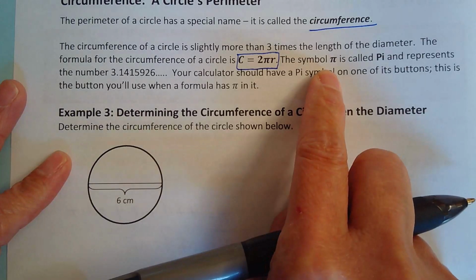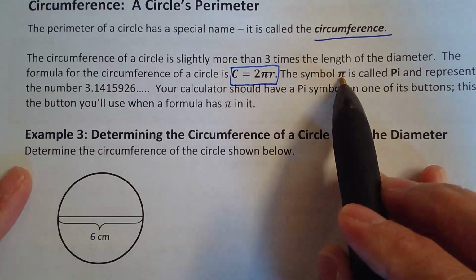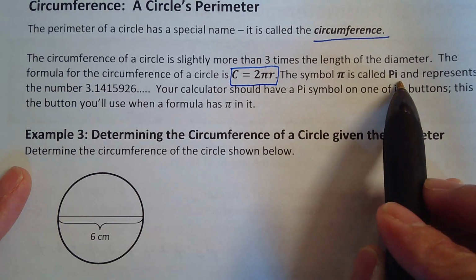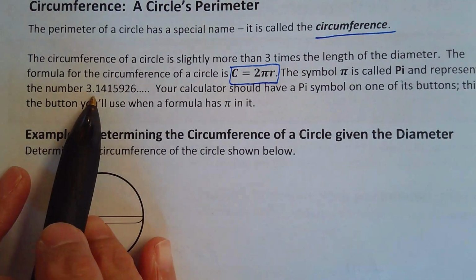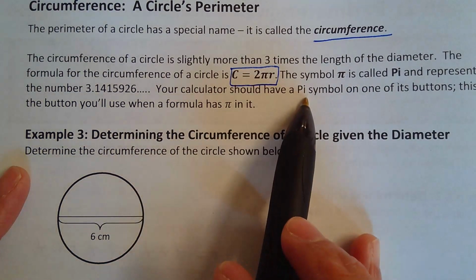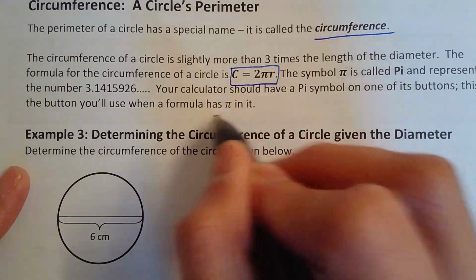The symbol of this thing is called pi, which represents a number, 3.1415. And then your calculator should have a pi symbol, so we can find that right away and make sure we use that in our formula.